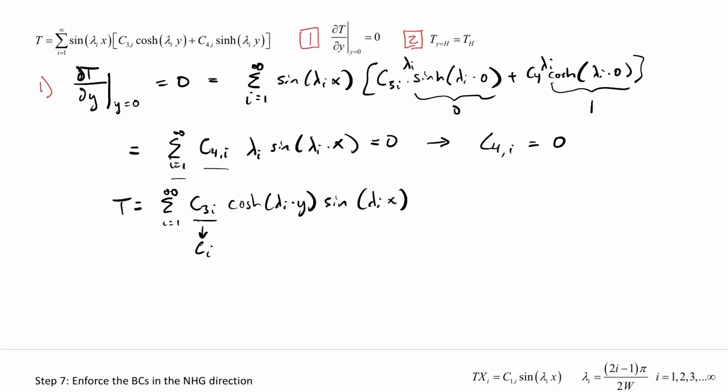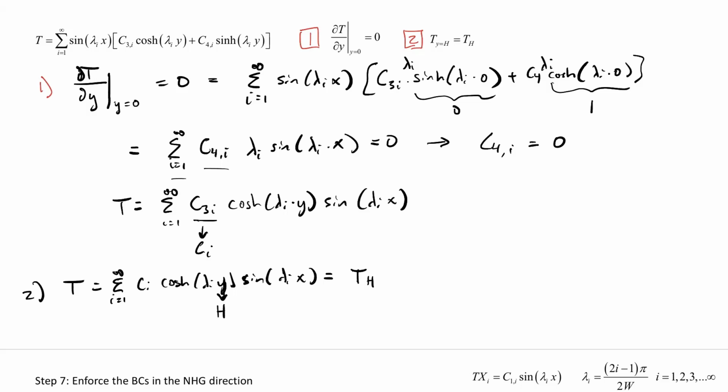Now let's enforce the second boundary condition. The second boundary condition says temperature, which is the sum from I equals 1 to infinity of CI cosh of lambda I y times sine of lambda I x, has to equal what? What was our other boundary condition? That has to equal TH, right? And in fact, we want to evaluate this at y equals h. So this is h, right? So lambda I h. Okay, so we now have this expression.